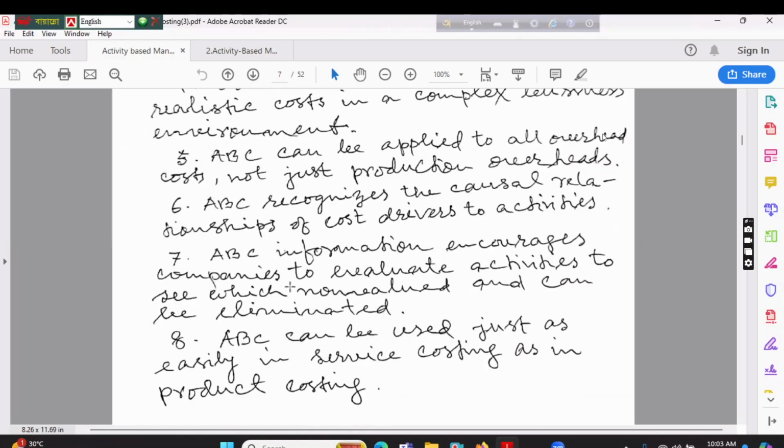which, a word is missing here, to see which are non-valued and can be eliminated. That means valued activities, non-valued activities. ABC information encourages companies to evaluate activities which are non-valued and can be eliminated.